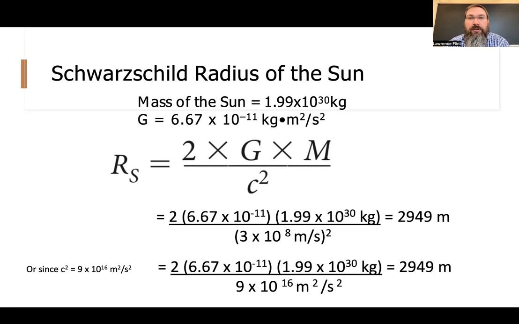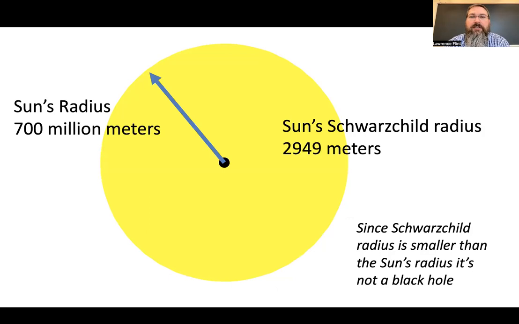Anyway, if you put the mass of our sun into the equation, you get a radius of 2,949 meters. So what does that mean? Well, the sun itself is about 700 million meters in radius, but I just calculated that the Schwarzschild radius for the sun is 2,949 meters. That means that in order for our sun to be a black hole, which it isn't and can't be, all the mass of the sun would have to fit within that little black circle, the sun's Schwarzschild radius of 2,949 meters.